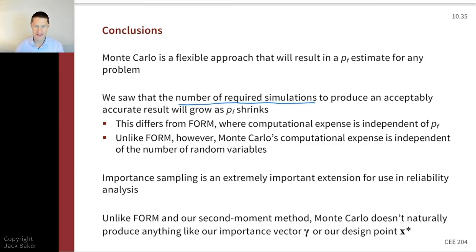And then a final note here is that with FORM and our second moment methods, we got design points and importance vectors, gamma, and things like that, that gave us some extra diagnostics of variable importance. We don't get that out of Monte Carlo naturally. You can sometimes post-process your results and try to get a little bit of information of that type, but it's a lot more effort and a little less elegant. In the end, FORM and Monte Carlo both have nice features that make it often the case where we might want to just do both of them rather than pick one or the other, and take advantage of the complementary benefits of the two.